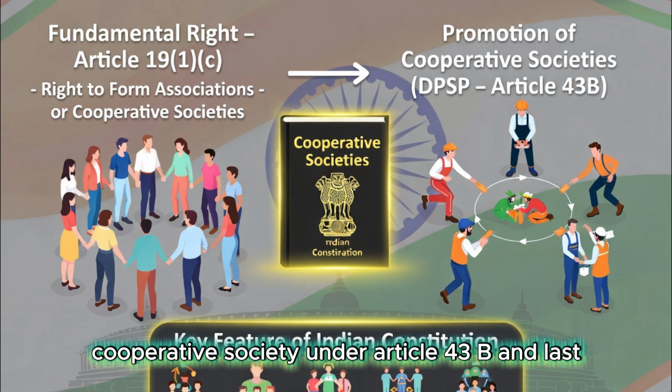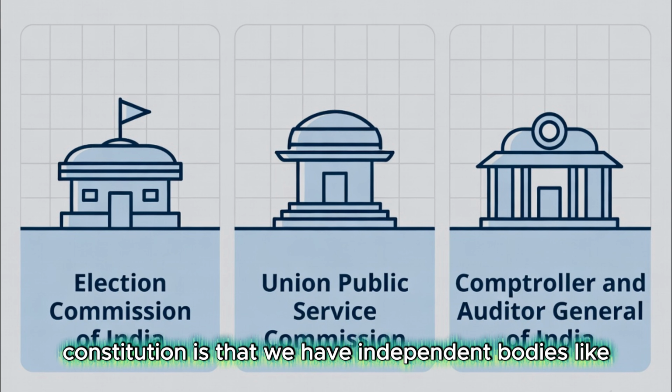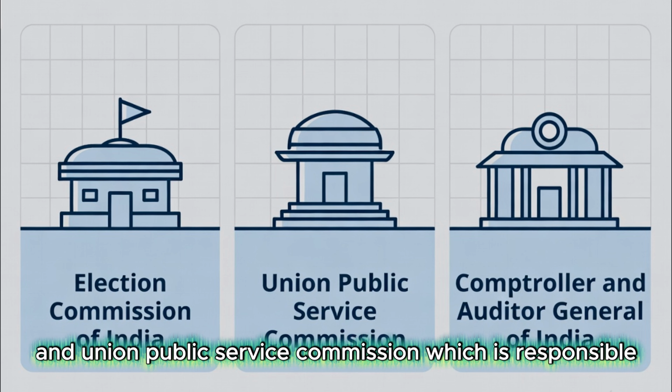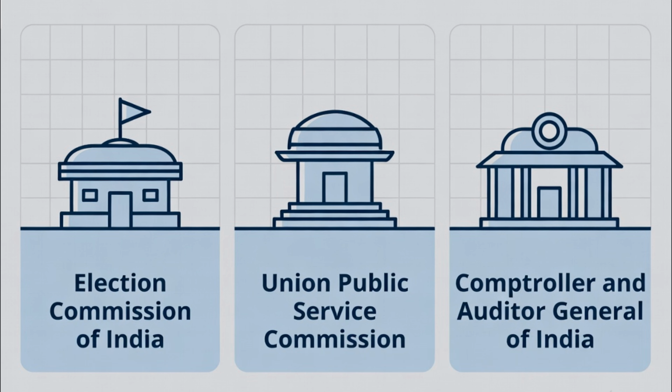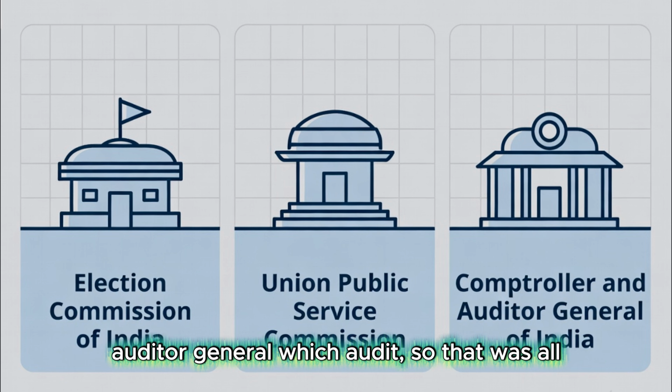And last but not least, a feature of the Indian Constitution is that we have independent bodies like the Election Commission, which is responsible for fair elections, the Union Public Service Commission, which is responsible for recruiting bureaucrats, and the CAG, Comptroller and Auditor General, which audits.